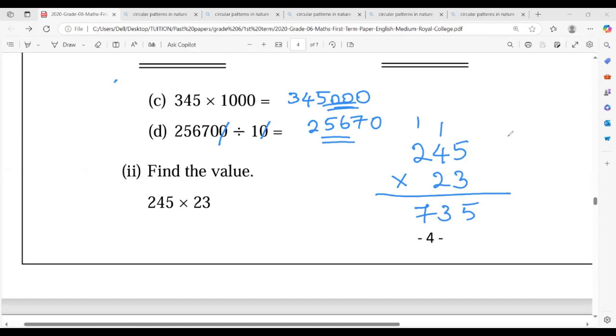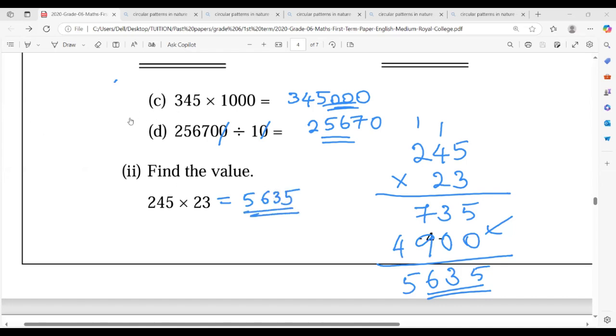And then you have 2 here. And 2 into 5 is 10. 0 here. 1 carries. 2 into 4 is 8. 8 plus 1 is 9. 2 into 2 is 4. Here you have 5. Here you can put 0 here, right? 5 plus 0 is 5. 3 plus 0 is 3. 9 plus 7 is 16. 1 carries, then it's going to be 5. So 5,635 is your answer.